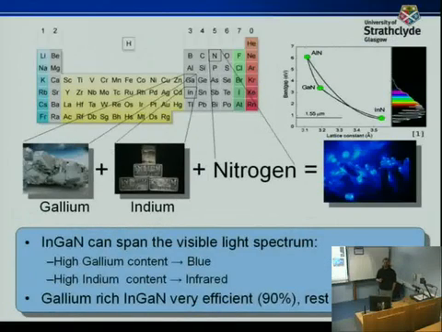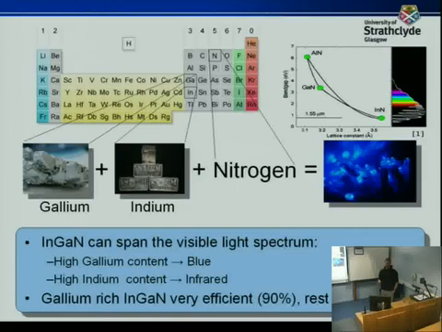Now I would like to talk about a very special group of semiconductors, that is the group 3 nitrides, and that is the semiconductor group I'm researching in my PhD. If you look at the third group in the periodic table, and you all know about the periodic table, then you can combine gallium and indium with nitrogen to form a semiconductor emitting in blue.